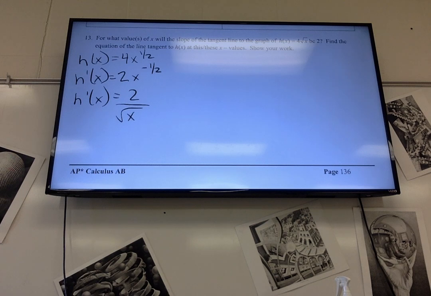Because that's a negative exponent. Because you multiply. Where did the -1/2 come from? Because I lower the exponent by 1. Okay, yeah. Good question. So then I set 2 over the square root of x equal to -2.